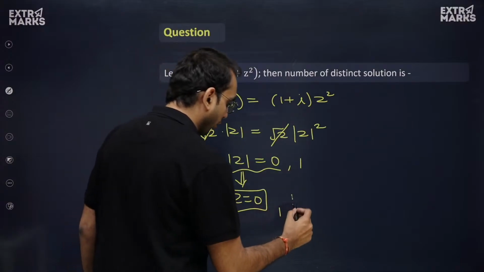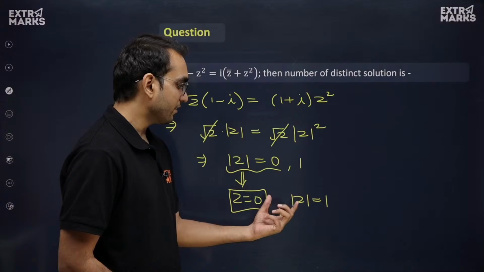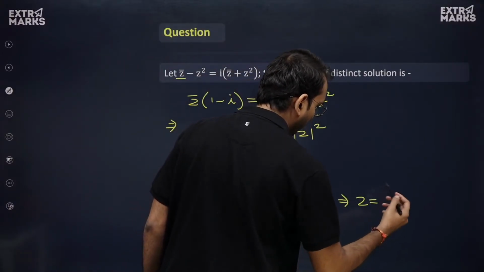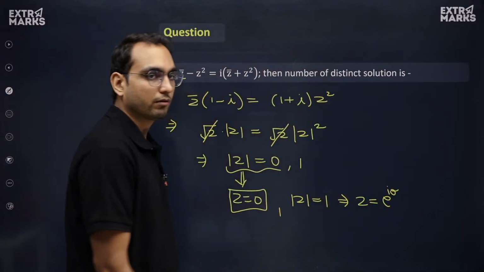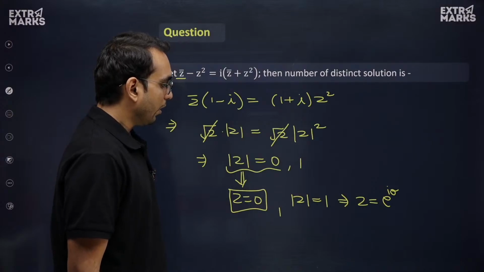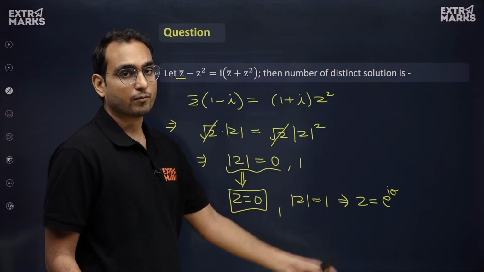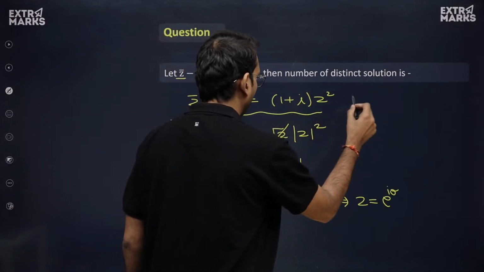Now what if mod z is equals to 1? So mod z equals to 1 means the modulus of z is 1. So we can assume z as e to the power iota theta, because the mod is 1, right? Now how to get this theta? If we get the theta, we'll get the number of solutions, or we can get the number of z which satisfy this equation. Now let's again use this equation for that.